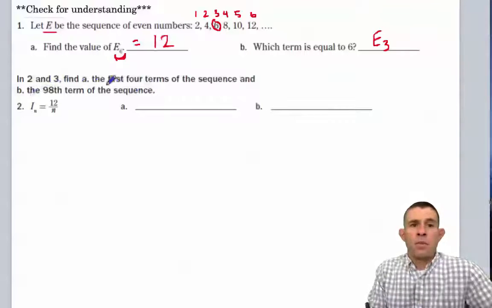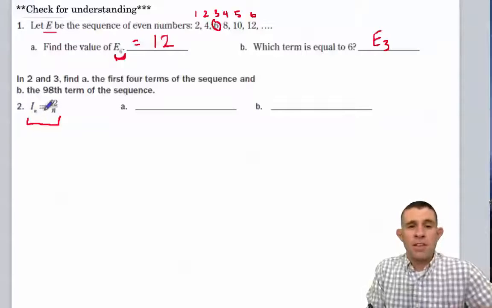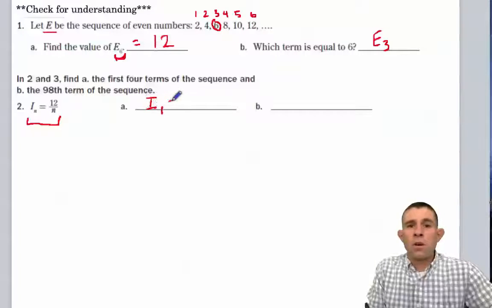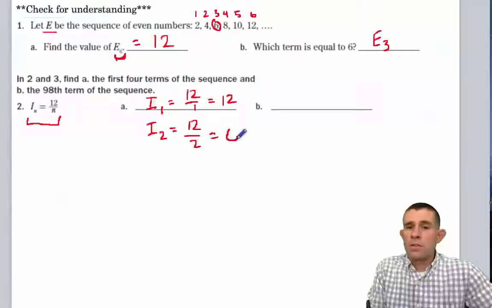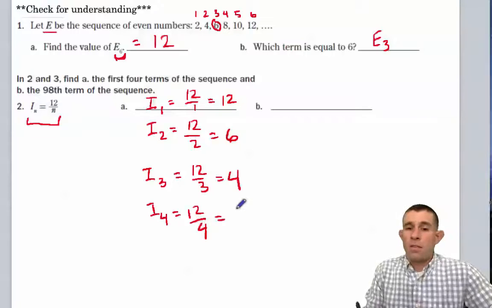Next, we have two parts here. Number 2 says find the first 4 terms of the sequence and then find the 98th term. So we're given the explicit formula for generating that sequence, and we say I sub n is equal to 12 divided by n. So our first term here, I sub 1, is 12 divided by 1, which results in 12. I sub 2 is the second term, which would be 12 divided by 2, results in 6. I sub 3 is 12 divided by 3, and that results in 4. The fourth term, I sub 4, is 12 divided by 4, and that results in 3.